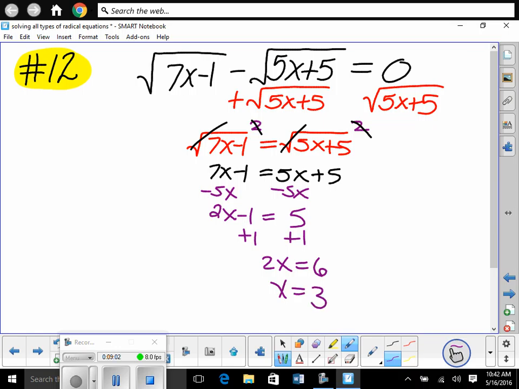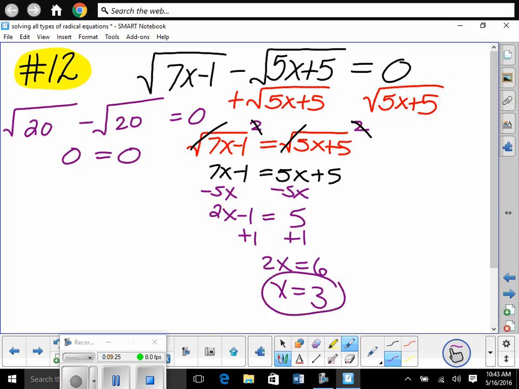Let's check it, plugging it back in up here. We have the square root of 7 times 3 minus 1. That's 21 minus 1. Isn't that the square root of 20? Minus the square root of 5 times 3 is 15. 15 plus 5 is 20. So the square root of 20 minus the square root of 20, that's equal to 0. Is this a true statement? 0 is equal to 0. Isn't that 0? So we keep it. There's our answer. Last one.